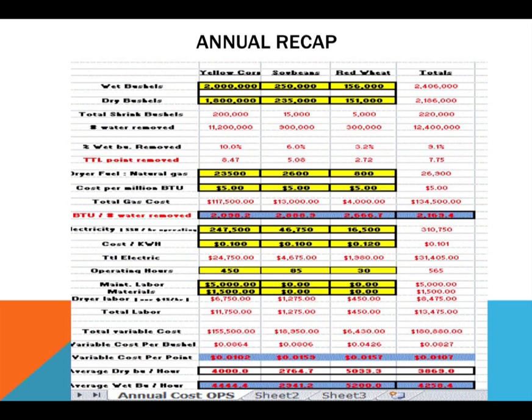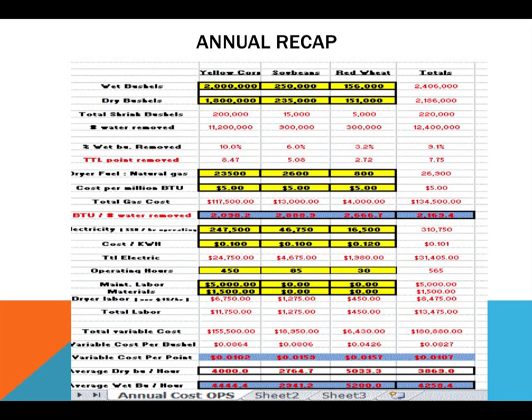And now we're really getting down to the cost to dry. Okay? So what you would look at is the wet bushels in, dry bushels out, how many bushels of shrink, pounds of water removed, percent of wet bushels removed, total points removed. You know, the big numbers are the gas. You can see $117, almost $118,000 of the 155 was just gas.